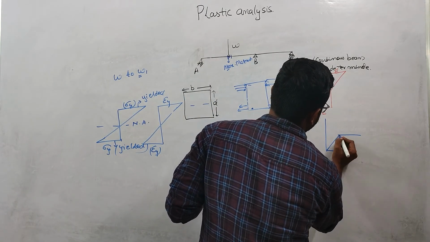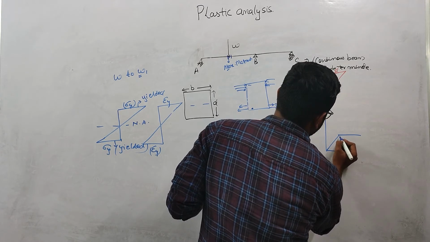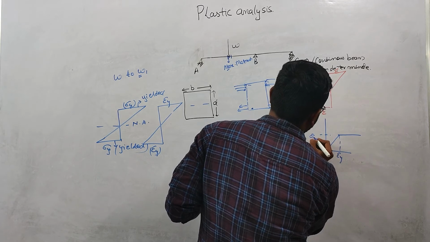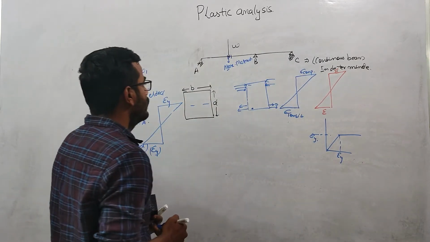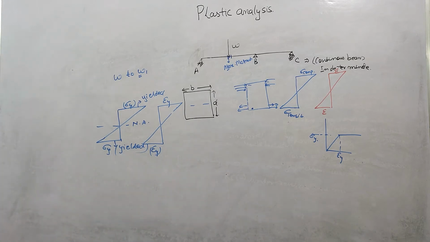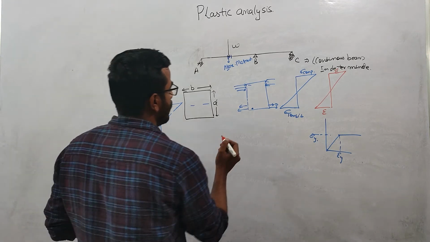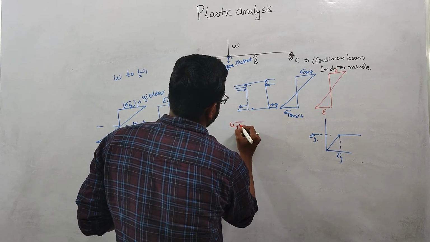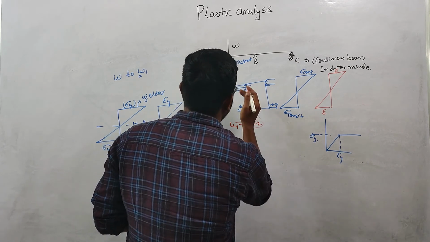Okay, we have idealized this thing. So this is our epsilon y and this is our sigma y. This is the case when W is increased to W1. Now let us suppose this load value W1 is increased and becomes W2. We are increasing the load.